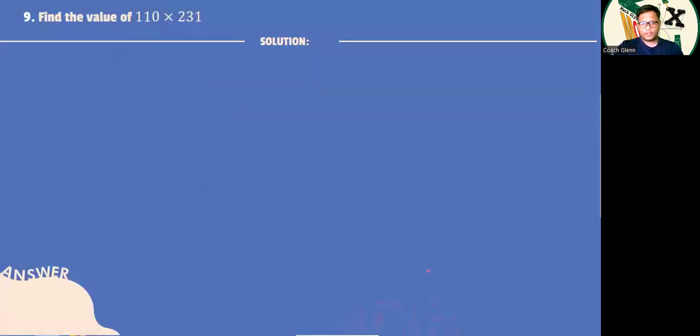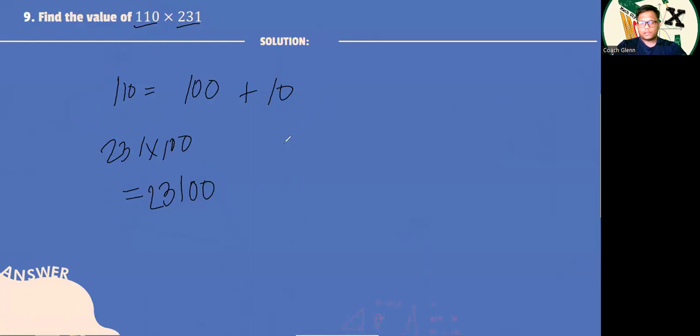Find the value of 110 times 231. Okay. All we need to do here is split 110 to 100 and also 10. Okay. So first we have 231 times 100. So that's equal to 231, just add 2 zeros. Next, we also have 231 times 10. So that's 231, just add 1 zero. And then you add a 2.